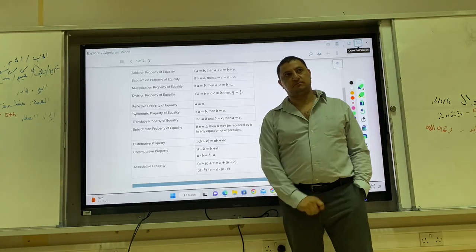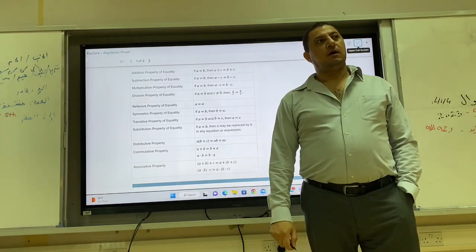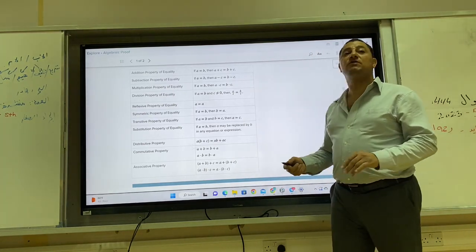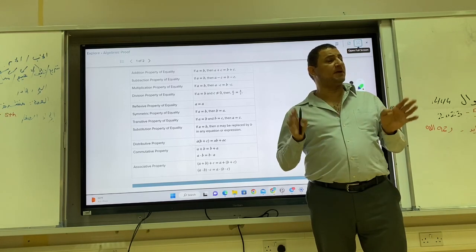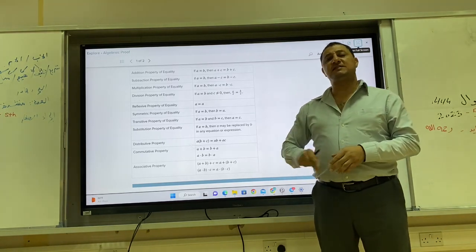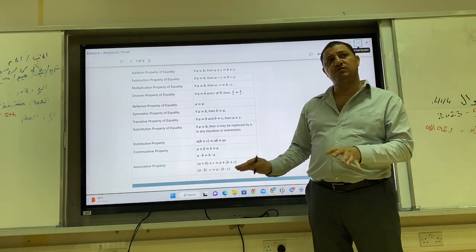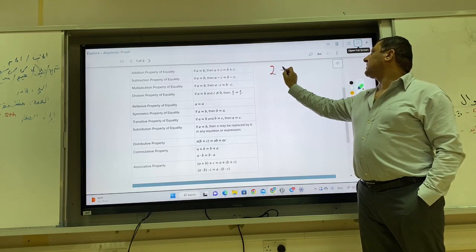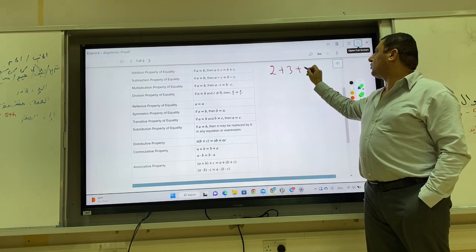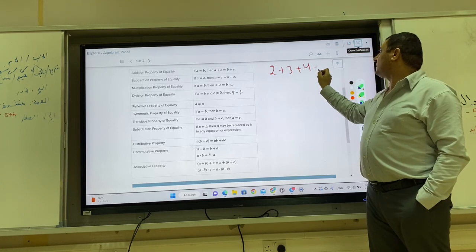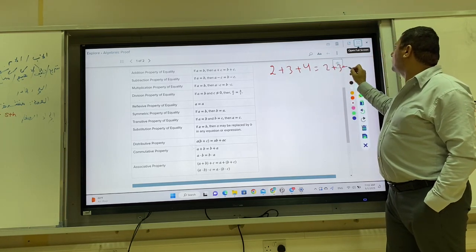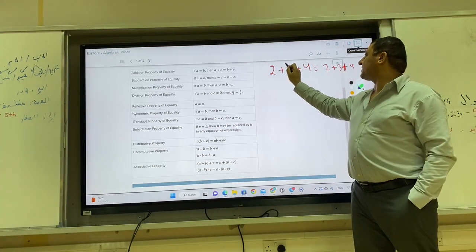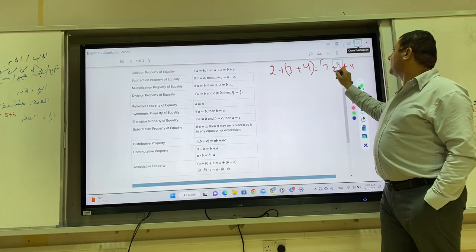Associative property. It has a different name called the law of brackets or parentheses. It tells you that you can place brackets or parentheses whenever you want if the expression has multiplication and addition only. For example, I can say 2 plus 3 plus 4. This is equal to the same 2 plus 3 plus 4. Feel free to place the parentheses anywhere you want. If you make the parentheses here, it's the same as if you made it here.